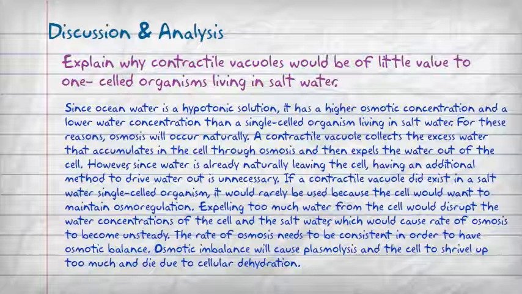If a contractile vacuole did exist in a saltwater single-celled organism, it would rarely be used because the cell would want to maintain osmoregulation. Expelling too much water from the cell would disrupt the water concentrations of the cell and the salt water, which would cause the rate of osmosis to become unsteady. The rate of osmosis needs to be consistent in order to have osmotic balance. Osmotic imbalance would cause plasmolysis, and the cell would shrivel up too much and die due to cellular dehydration.